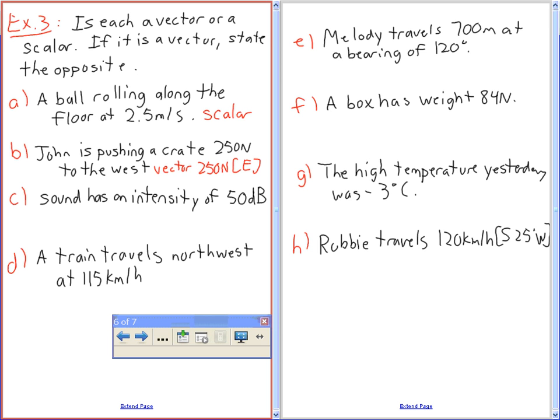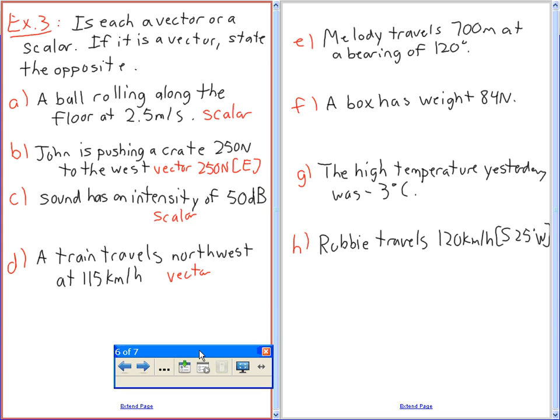Vector or scalar? Scalar. Sam, a train travels northwest at 115 kilometers per hour. Vector. What's the opposite? If you need a diagram here, there's northwest, right? So the opposite would be southeast. Yes, that'd be negative.